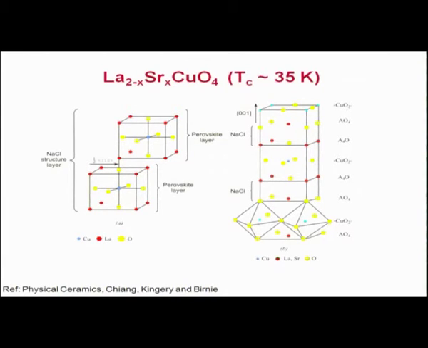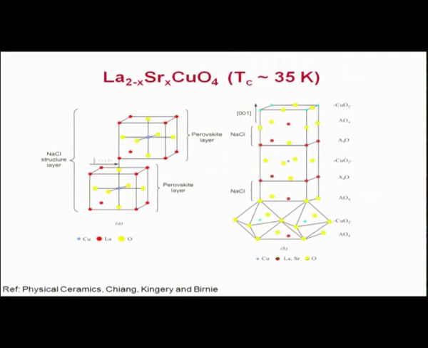The first layer is copper oxide, second layer is AO4. A could be strontium or lanthanum. So copper oxide layer, AO4 layer, A4O layer, CuO2 layer, A4O layer, AO4 layer. It looks complicated, but it's a fairly simple layered arrangement. But the layers are shifted. The position of ions in these layers is such that you have these alternating sodium chloride layers, and in between you have these perovskite layers.